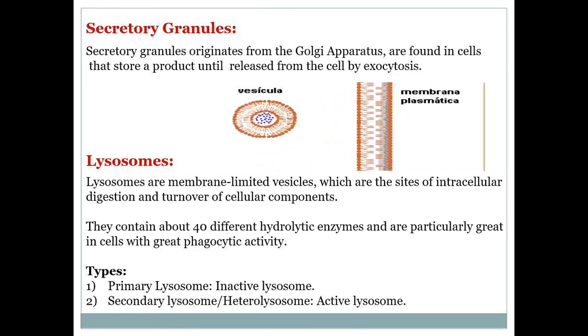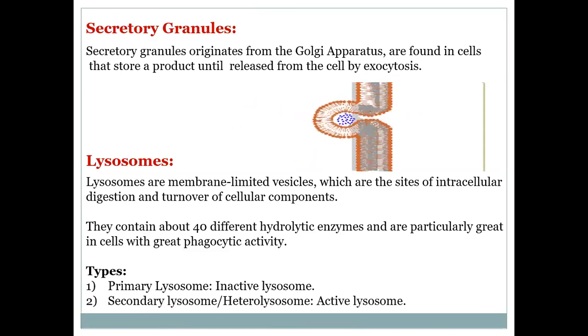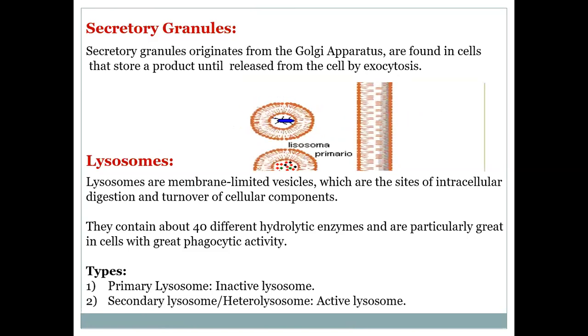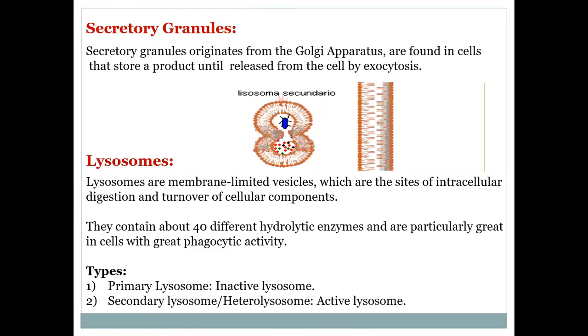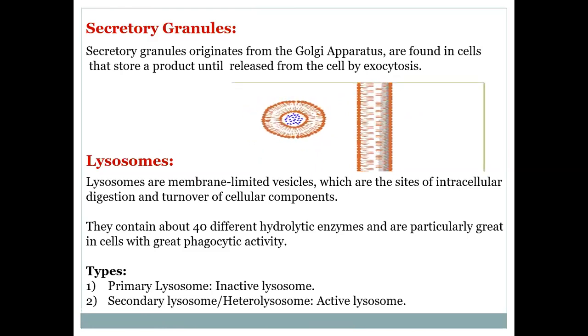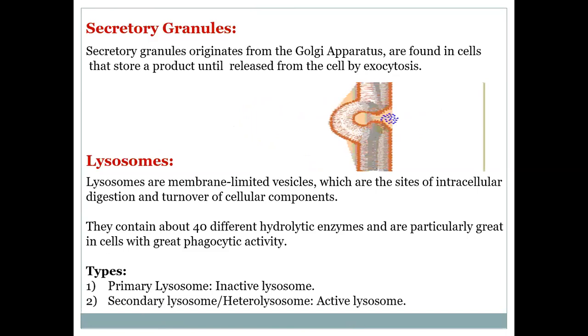The lysosome has more than 40 different hydrolytic enzymes, and it has a great phagocytic activity. Its types are two, that is primary lysosome and secondary lysosome. Primary is the inactive lysosome, and secondary lysosome is active, or heterolysosome.